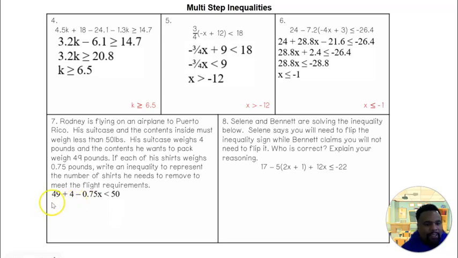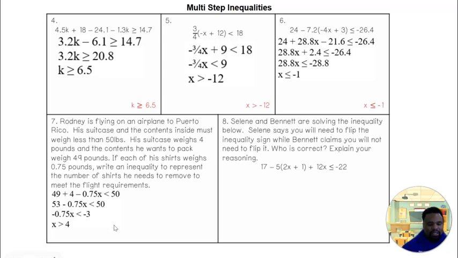We have to combine our like terms. 49 and 4 gives you 53. Now we need to try to solve for our x. So we subtract 53 on both sides. 50 minus 53 is negative 3. So negative 0.75x is less than negative 3. And then we divide both sides by negative 0.75. Anytime you multiply or divide by a negative number, remember the inequality symbol flips. So negative 3 divided by negative 0.75 gives you 4. So it's going to be x is greater than 4.